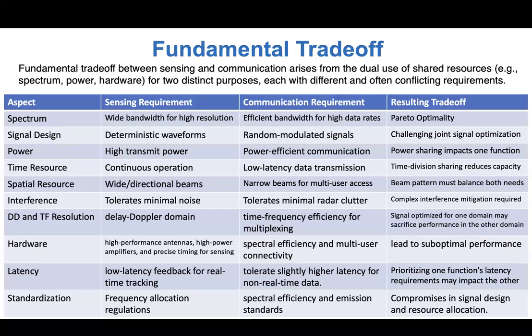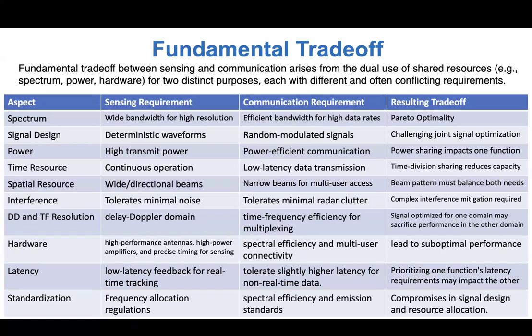Okay, there are some fundamental trade-offs. For radar and for communication, basically this is a two-objective function. And when you have a two-objective function, if you try to satisfy one thing, the other thing will be sacrificed. So in this case, we typically have a Pareto optimality. Pareto optimality means that if I want to increase one objective function, the other objective function has to suffer. So you always have this trade-off.